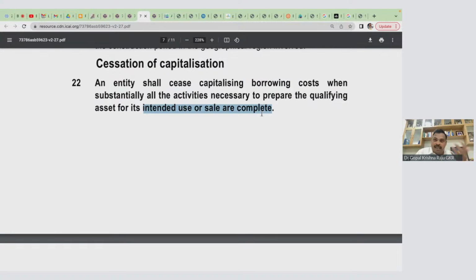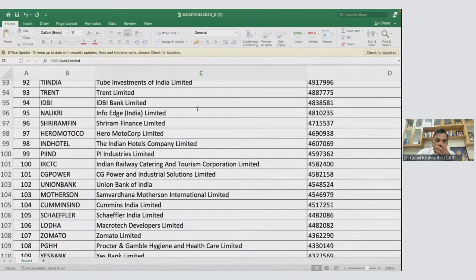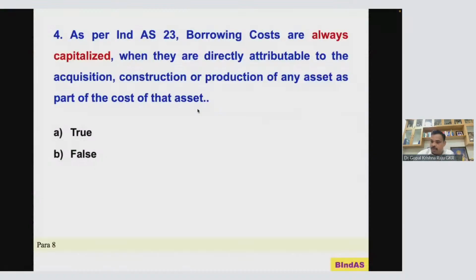So they'll get a certificate from an engineer, from a technical guy, that it is ready for use, you can use it for production. So then you can charge up to P&L. Okay. So good. So 4 is true actually. Okay, 4 is true. Now I'll just take you to one more.